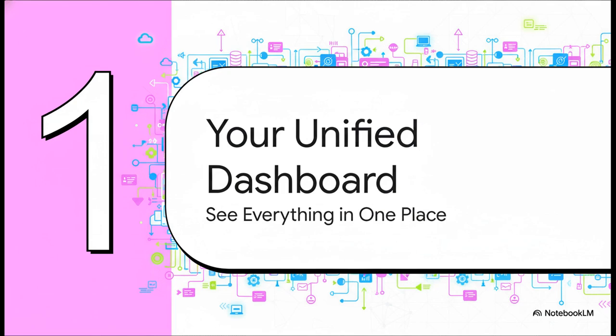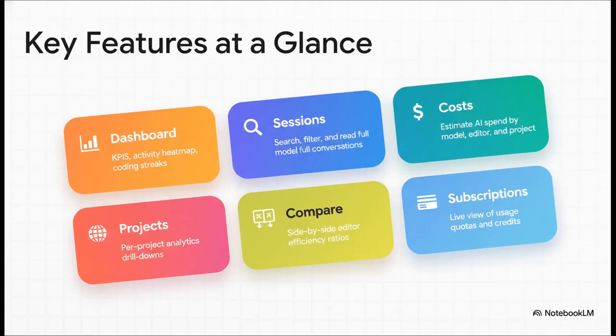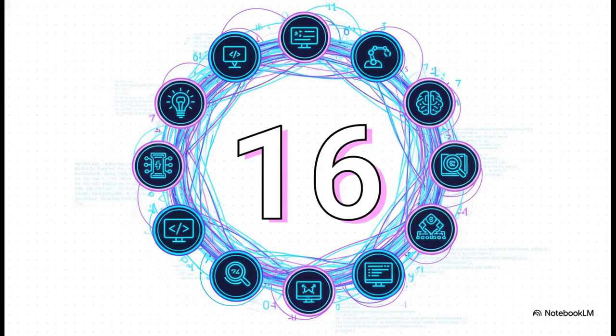Let's take a look at the features that make this whole thing so incredibly useful. Now, here's what's so cool about this. Each one of these features is a direct answer to that chaos, right? Worried about your AI bill? Bam, there's a cost tab to estimate your spend by model and project. Can't find that one conversation from last month? The sessions view is fully searchable. You want to know which editor is actually performing the best for you? The compare feature gives you these side-by-side efficiency ratios. It's the whole shebang.